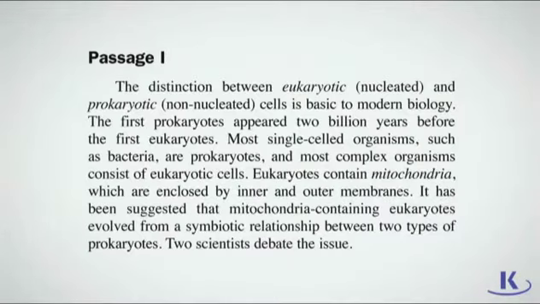The distinction between eukaryotic, nucleated, and prokaryotic, non-nucleated cells is basic to modern biology. The first prokaryotes appeared 2 billion years before the first eukaryotes. Most single-celled organisms, such as bacteria, are prokaryotes, and most complex organisms consist of eukaryotic cells. Eukaryotes contain mitochondria, which are enclosed by inner and outer membranes. It has been suggested that mitochondria-containing eukaryotes evolved from a symbiotic relationship between 2 types of prokaryotes. 2 scientists debate the issue.